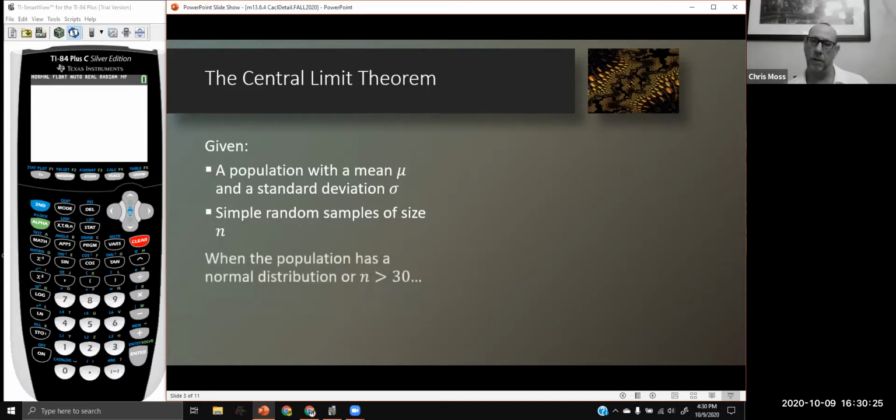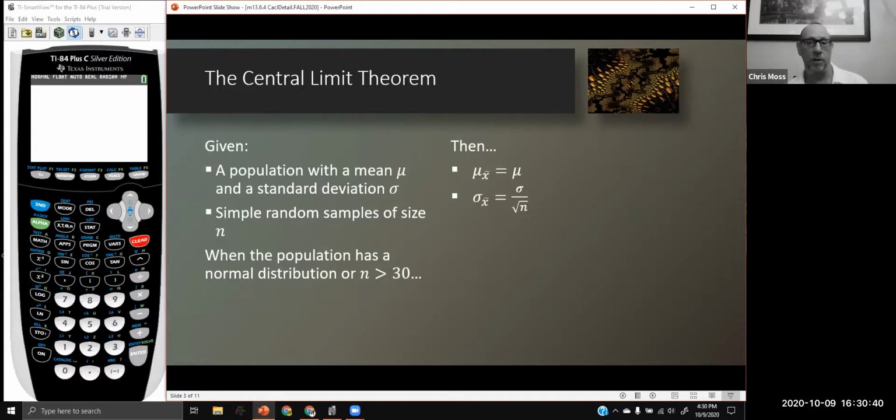The theorem applies to samples of a given size, whatever that size might be. Now, when a population has a normal distribution or n is greater than 30, some nice things happen. The mean of the sampling distribution is equal to the mean of the population, so mu of x bar is equal to mu. The standard deviation of the sampling distribution, sigma x bar, is equal to the population standard deviation sigma divided by the square root of the sample size. And it has some very nice implications, as we'll see.